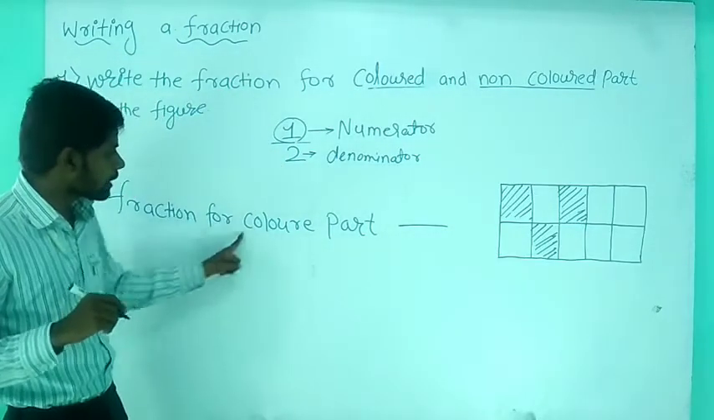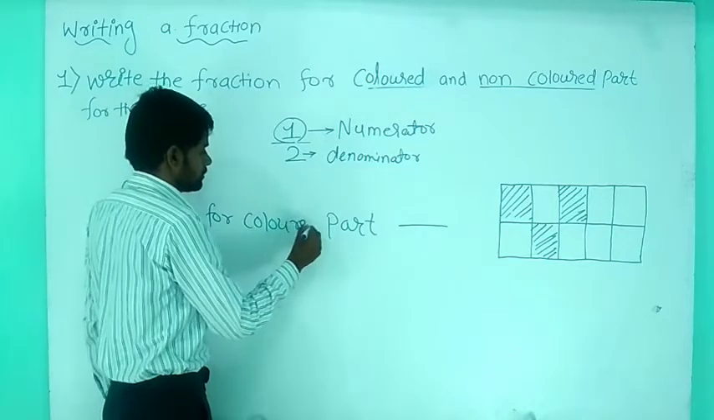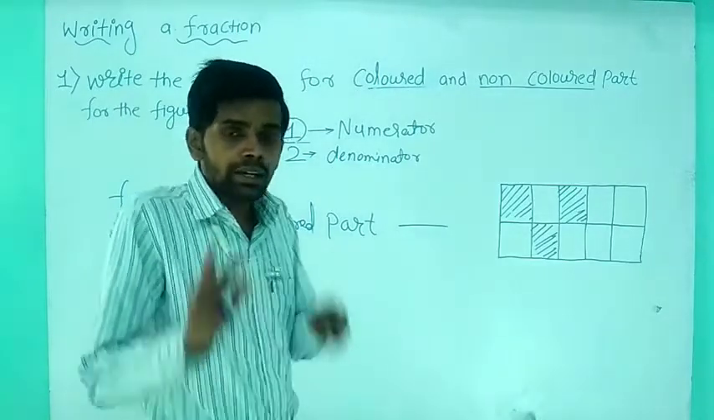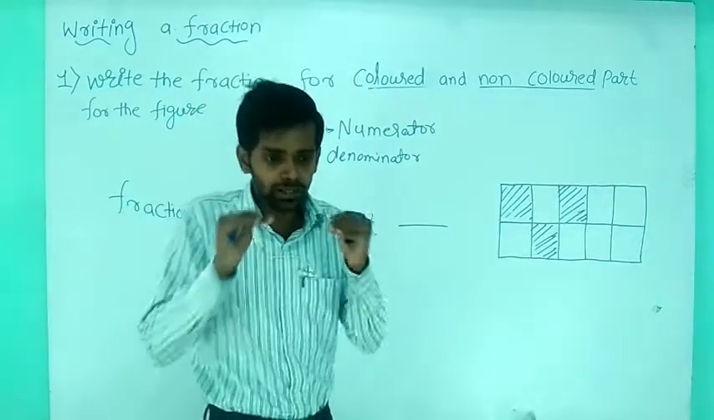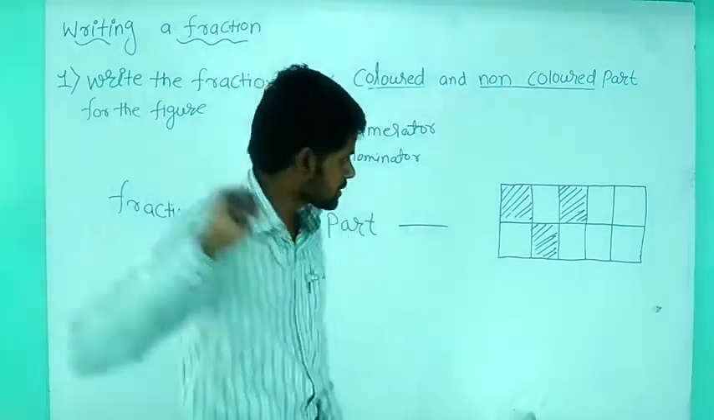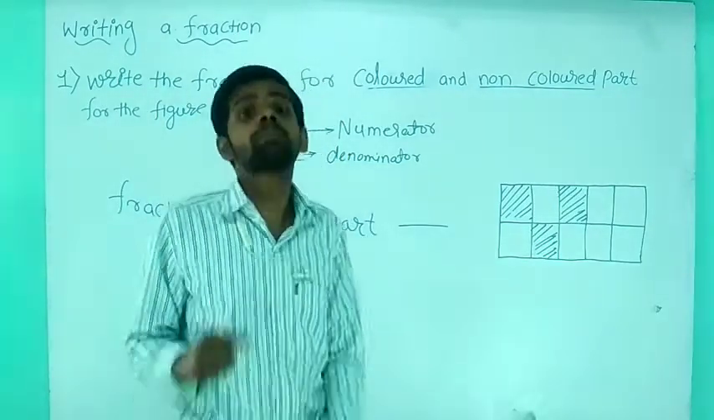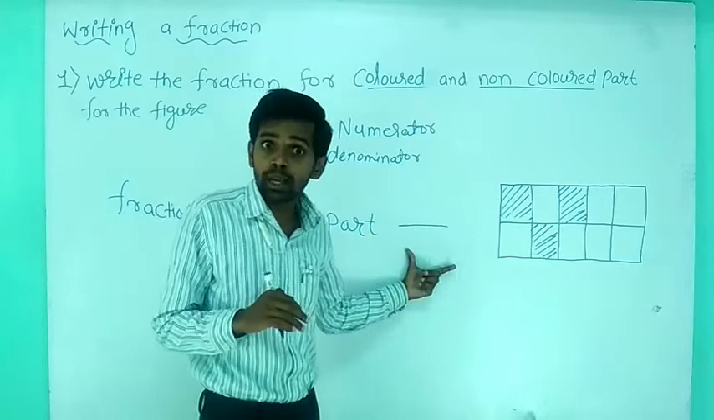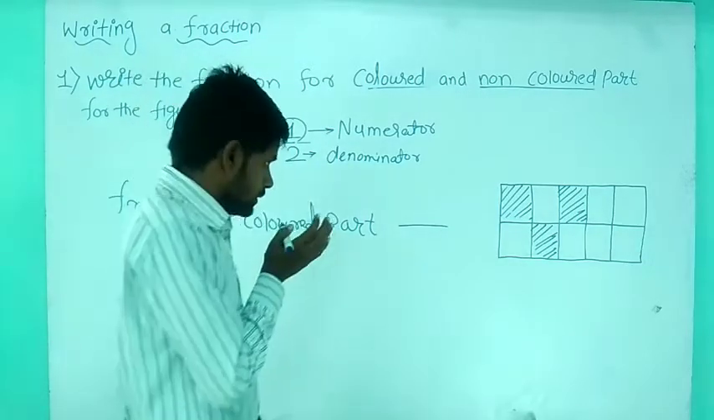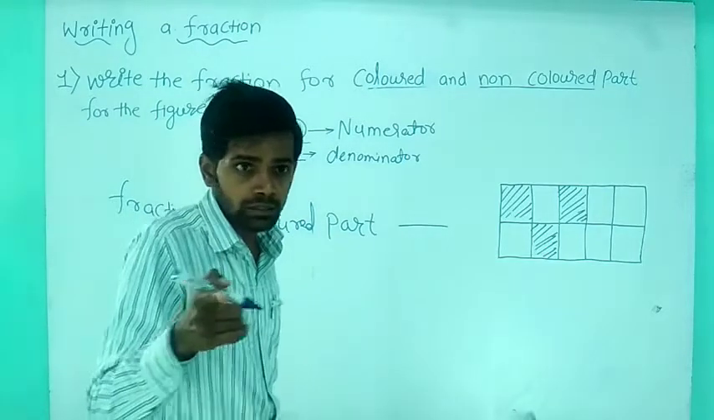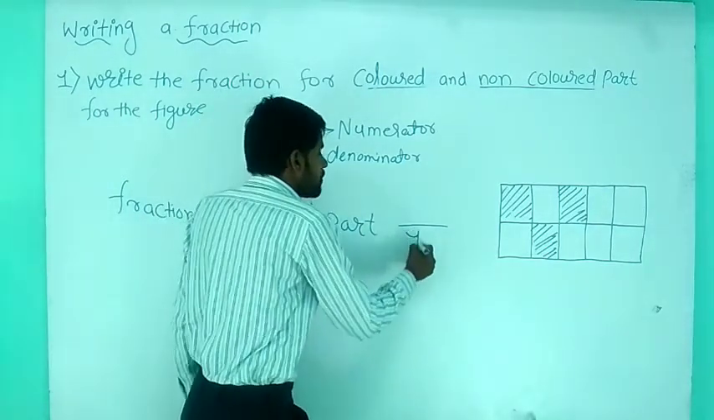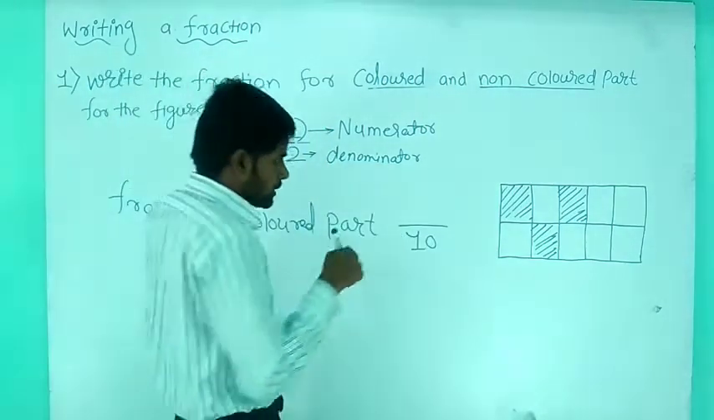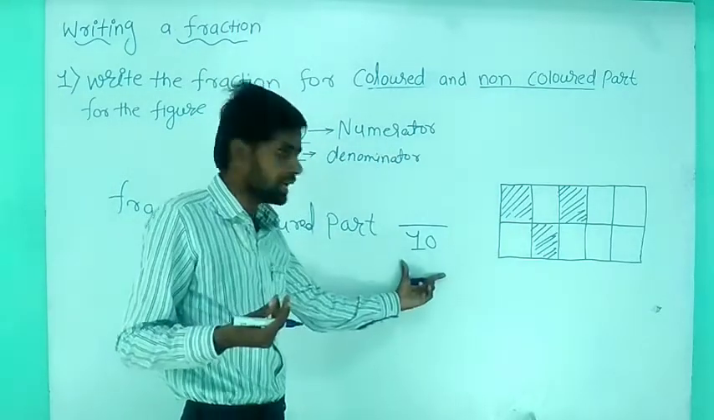Now what will we do? The colored part. Pay attention, what did I say? What will we write in the denominator? The total parts. Always remember that the denominator holds the total number of parts. So this single object is divided into 10 equal parts. So we will write 10 at the downside, in the denominator, because 10 is the total number of parts in this object.